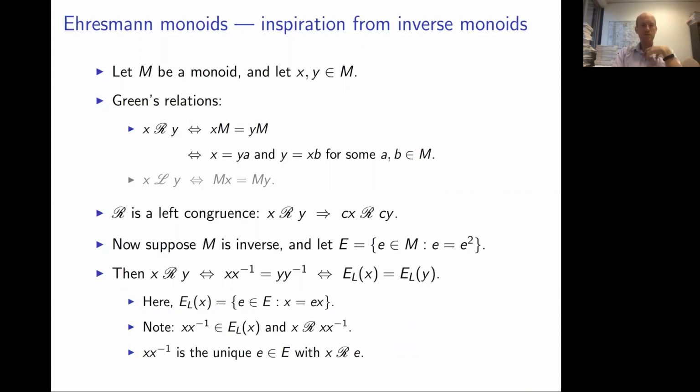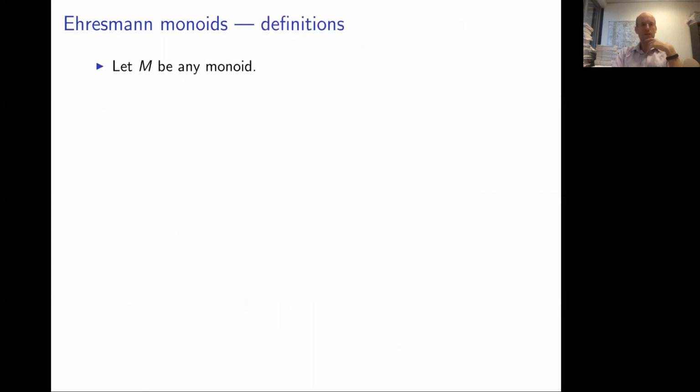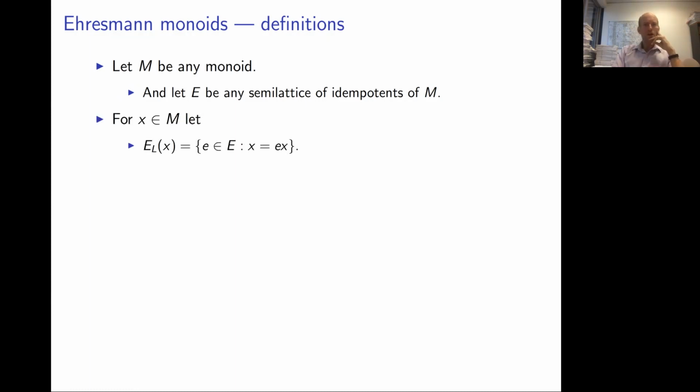And these observations lead to the definition of an Ehresmann monoid. Start with any monoid whatsoever. We start with any old semilattice of idempotents of M. It could just be the identity element, or it could be all of the idempotents if they happen to form a semilattice. And with respect to this set, we define these left identity sets. For any x, E_L(x) is the set of left identities from this fixed semilattice.